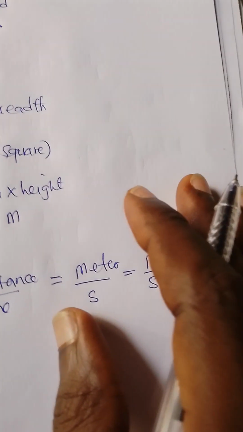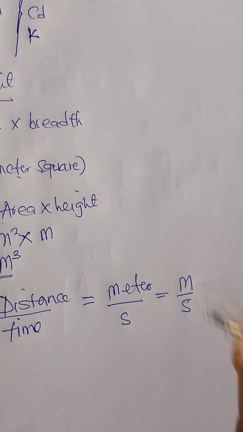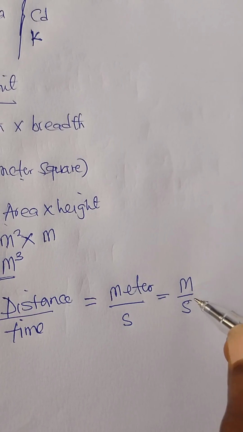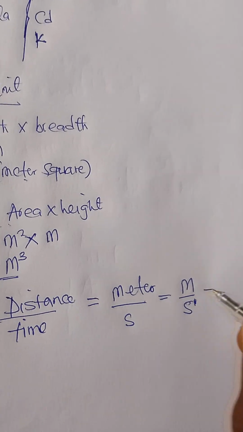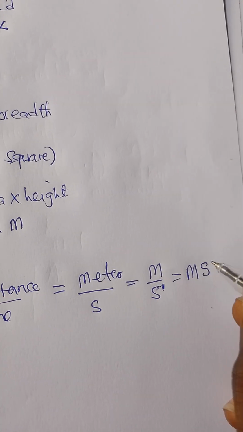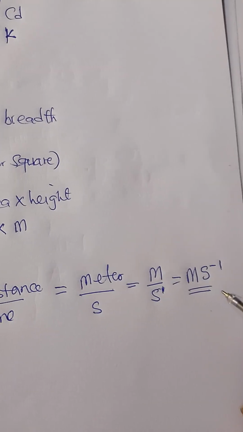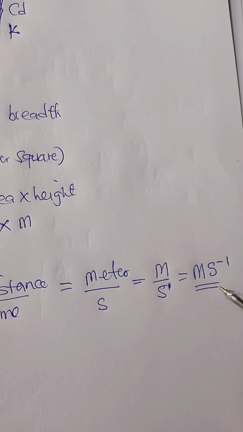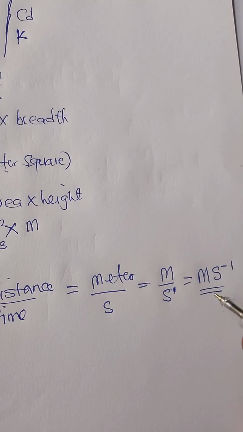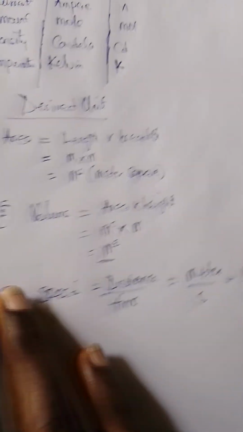In your law of indices, whenever you're dividing numbers with indices, you subtract the power. So the power here is 1. So if this comes here, it becomes m s raised to power minus 1. This is pronounced as meter per second. So meter per second is the SI unit for speed.